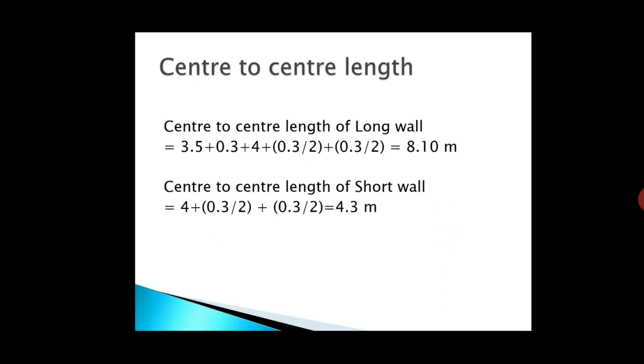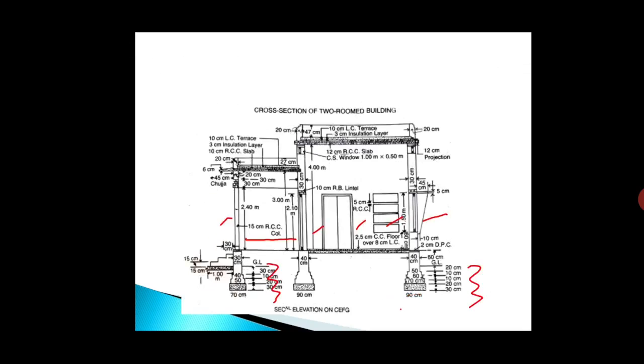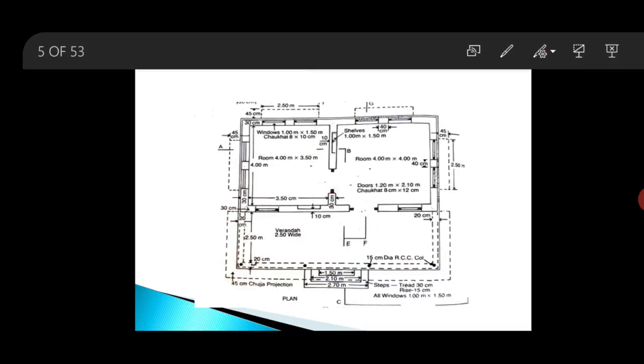Okay. So now we will move to the first step, that is the calculation of center to center length of all wall. So here first we will go for center to center length calculation of the room. So this entire room is divided into 2 long wall and 3 numbers of short wall. So first we will go for the center to center length of long wall. So what will be the center to center length of long wall for the room?